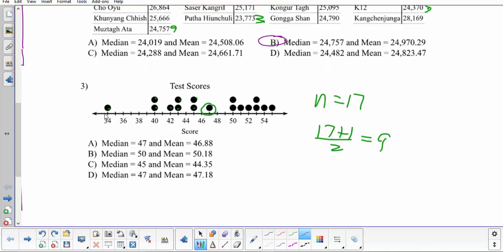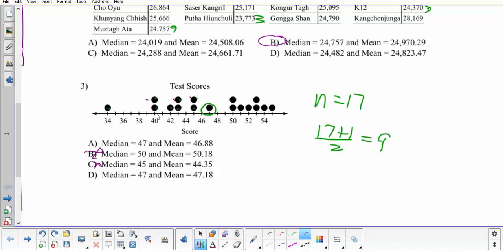For number 3, this is called a dot plot. On a dot plot, each dot represents a piece of data. I counted my dots. Once again, there were 17. 17 plus 1 divided by 2 is 9, so I counted up to find my 9th dot. 1, 2, 3, 4, 5, 6, 7, 8, 9. If I count from the other way, I also get 9, which means my median is 47. So B and C are out.